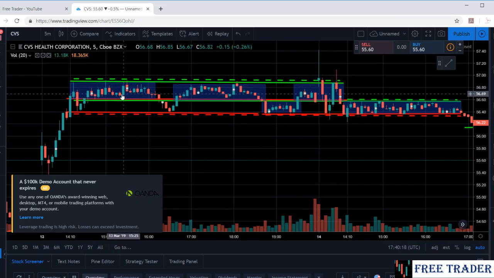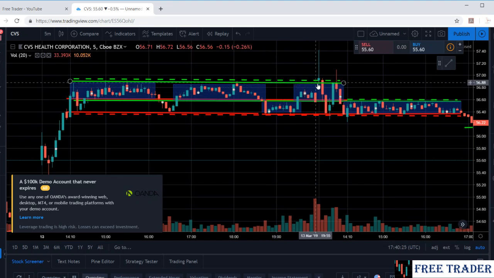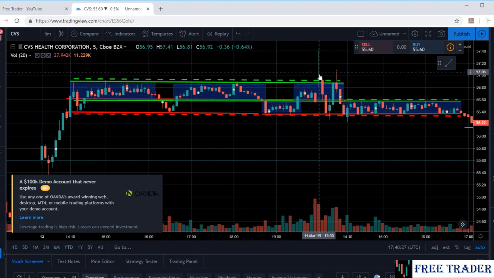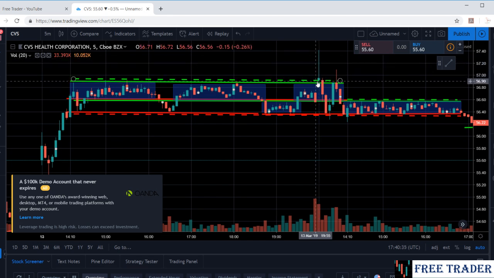Once you are watching a stock, you have your support and resistance levels drawn. You just keep watching it. And once the stock gets out of hand, once the momentum is there, you get in, with your risk management.